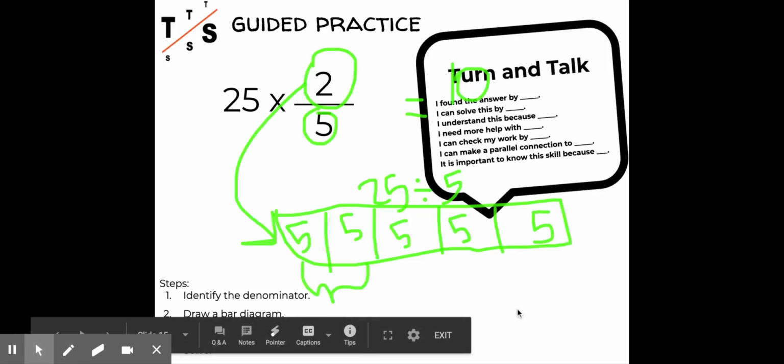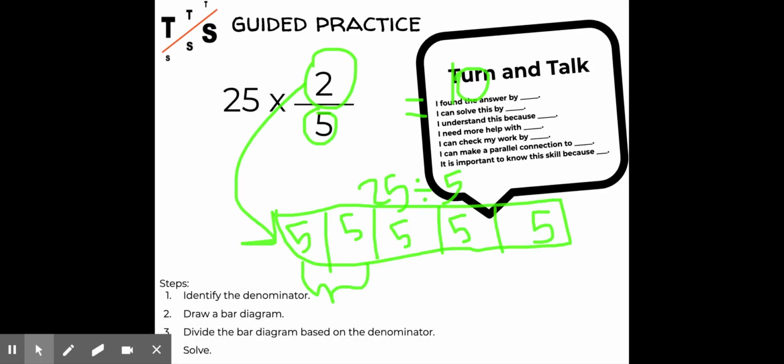And to turn and talk, I would say I understand this because I used a bar diagram to model 2/5 of 25, which is equal to 10.